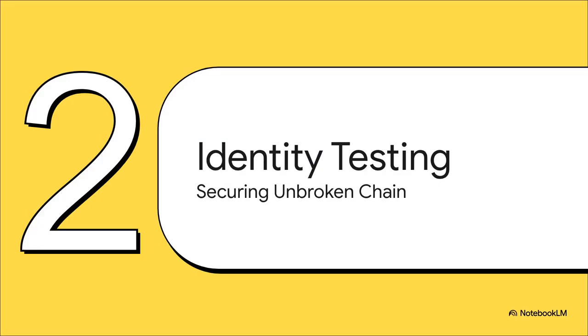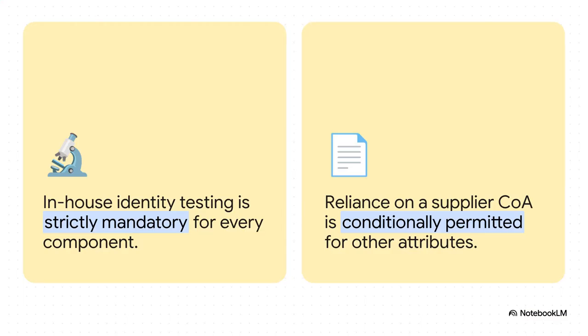Moving on to Section 2, Identity Testing and Approval, Securing the Unbroken Chain. Now, let's resolve a frequent point of industry confusion under Section 211.84. Once secured in quarantine, the material faces strict judgment. When it comes to in-house identity testing, it is strictly mandatory. You must rigorously test the identity of every single component in-house, regardless of how pristine the supplier's documentation appears. There's no getting around it.